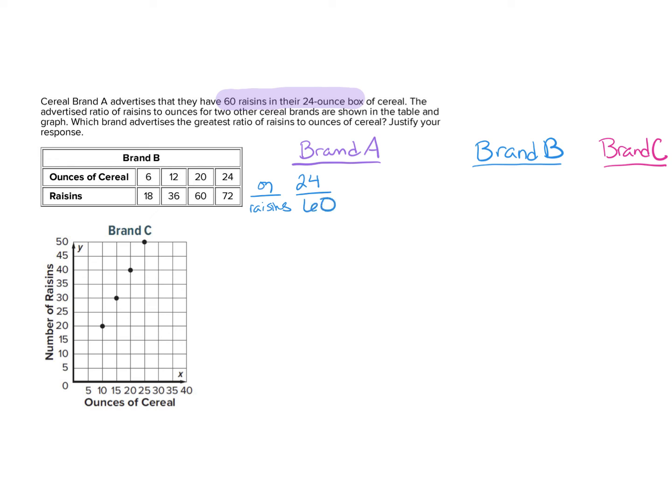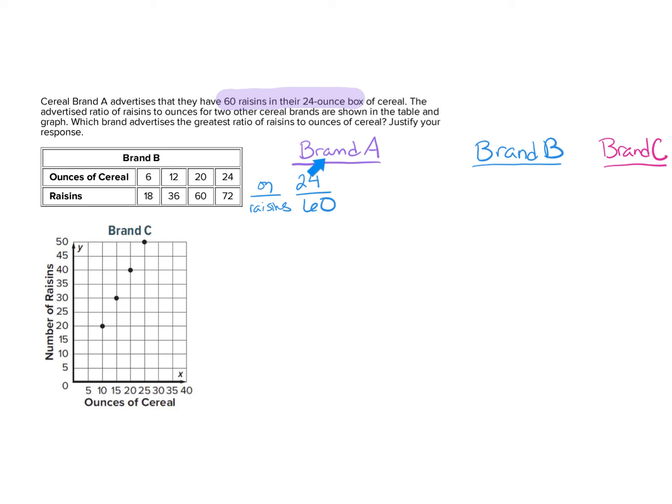Okay, brand B, we can find their information in this chart here. And what I want to do is see, are there any situations where they show us how many raisins are in a 24-ounce box of cereal? Because remember, we either want ounces to be the same or raisins to be the same. And since we're comparing the raisins, we want the ounces to be the same so we can see which one has the greatest number of raisins. If we make all the raisins the same, it's a little bit more confusing. You can do it, but it's a little more confusing.